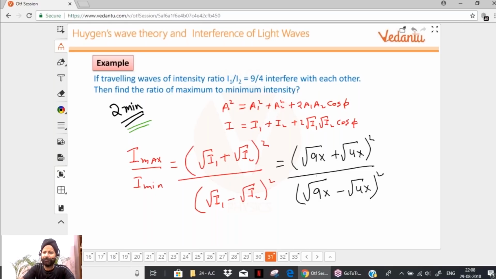So this became very simple. Root of 9 is 3, root of 4 is 2. So 3 plus 2 becomes 5. So (5 root x) whole square divided by (1 root x) whole square. So root x cancels. So the answer is 25 is to 1.